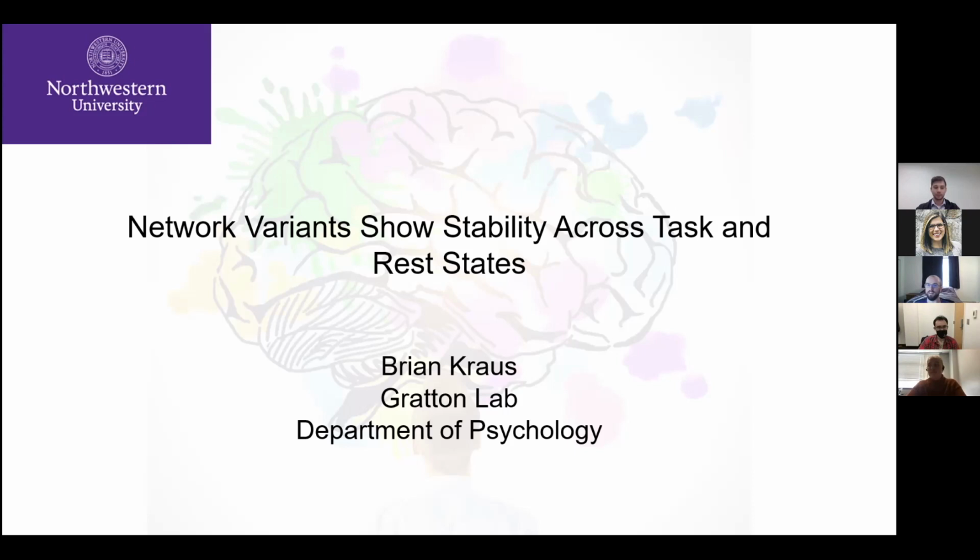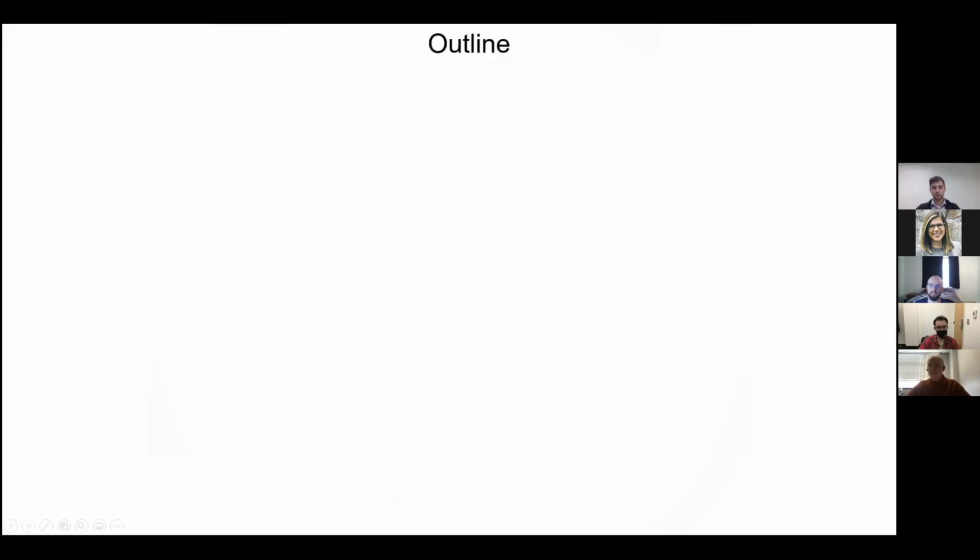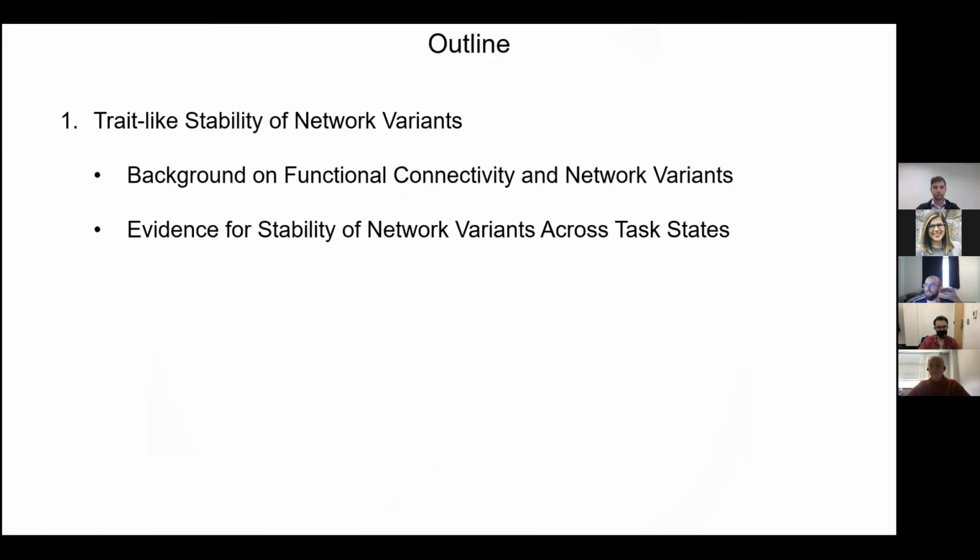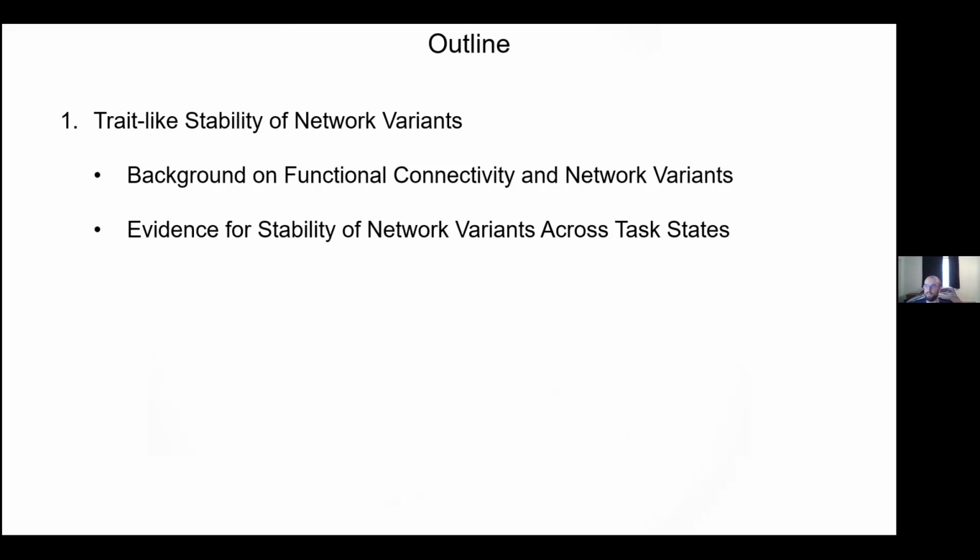So this talk today is going to be on what our lab calls network variance and their stability across different cognitive states and tasks. Just to give you a brief outline of the talk I'm going to be presenting today, I'm going to first go over how there's a trait-like stability to these network variants. I'm going to start off by giving you some background on functional connectivity, as well as what we call network variance, and also go over some of the evidence for stability of network variance across different task states from a recent study we just did.